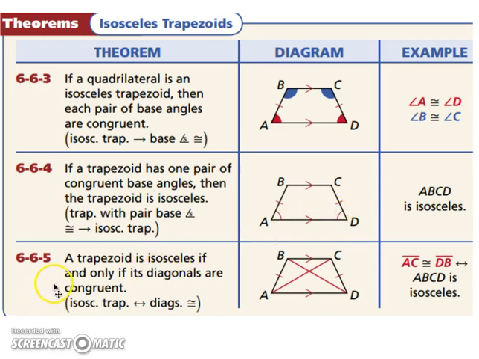And the last one. A trapezoid is isosceles if and only if its diagonals are congruent. So, our diagonal, BD, is congruent to AC, so therefore it's isosceles. And since it's an if and only if statement, it's a biconditional, which means you can go either way with this. Let's try applying some of these.